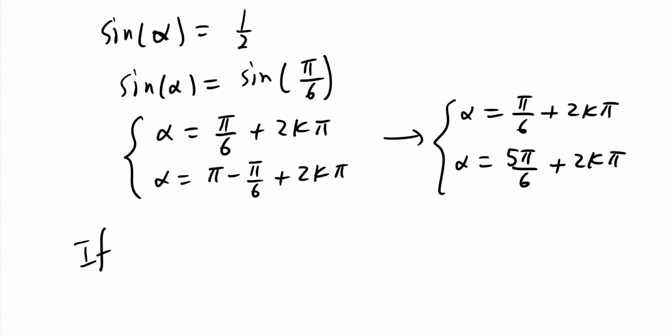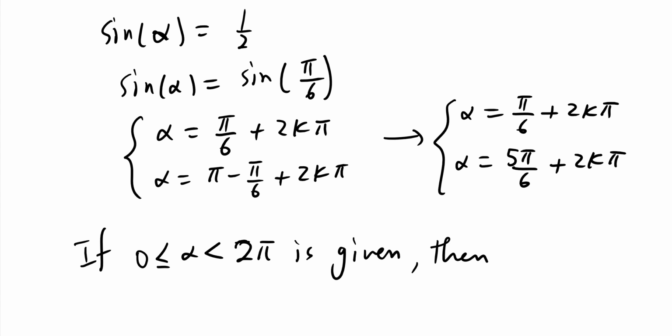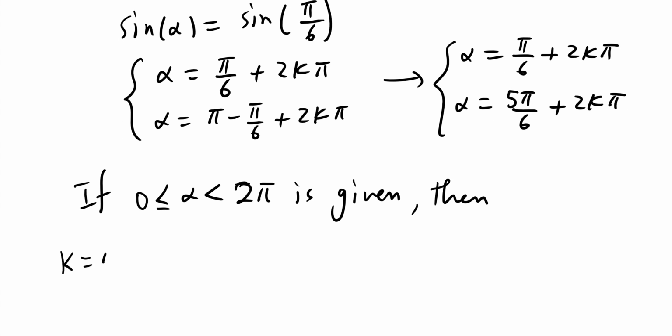In a lot of cases, 90% of the time, they tell you alpha is from 0 to less than 2 pi. If alpha is given from 0 to less than 2 pi, then the way this works, you can take k equals 0, and we got alpha to be pi over 6 from the first equation and 5 pi over 6 in the second. If you take k equals 1, that will give you 2 pi plus pi over 6. That already exceeds 2 pi.